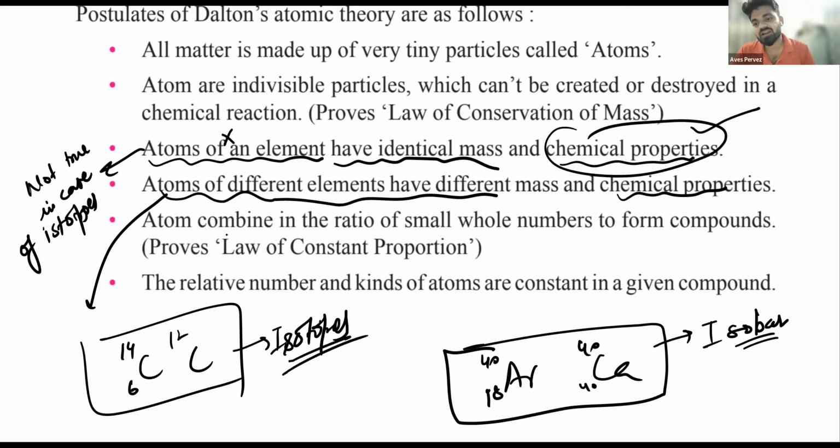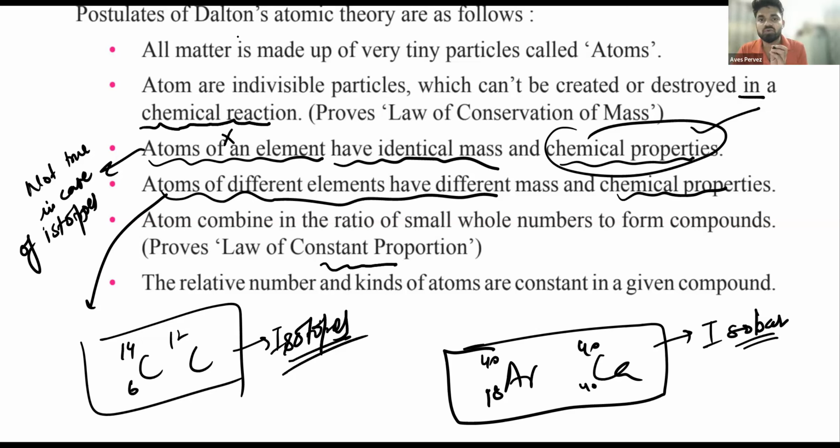The next one is: atoms combine in a ratio of whole numbers to form a compound. This proves the law of constant proportion. It may be asked that atoms are indivisible and can't be created or destroyed in a chemical reaction. You have to mention that it is in a chemical reaction. If you don't mention it, it means the statement is incorrect.